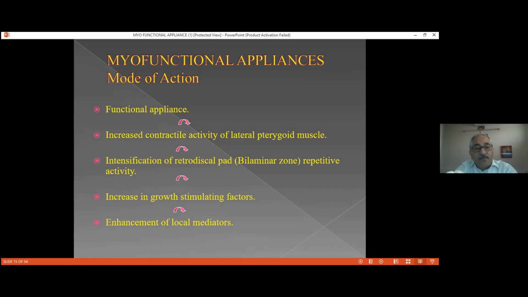In the bilamellar zone, there is a thick plexus of vessels, and once there is a stretching effect on this bilamellar zone, there is an increased supply, thereby bringing about a stretch or a tension. And when there is a tension, as you know, there is bone apposition. Hence, there is an increased growth stimulating factor reaching that particular site because of the increased blood flow in the bilamellar zone. This leads to the enhancement of the local mediators, resulting in increased condylar growth under the influence of the functional appliance.